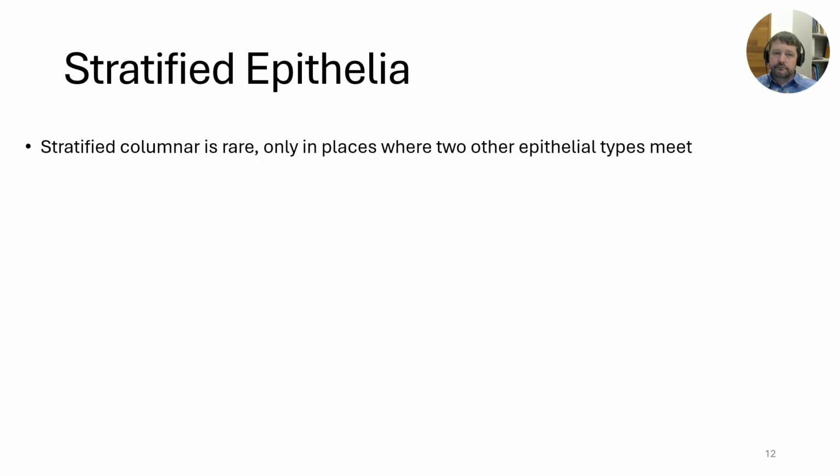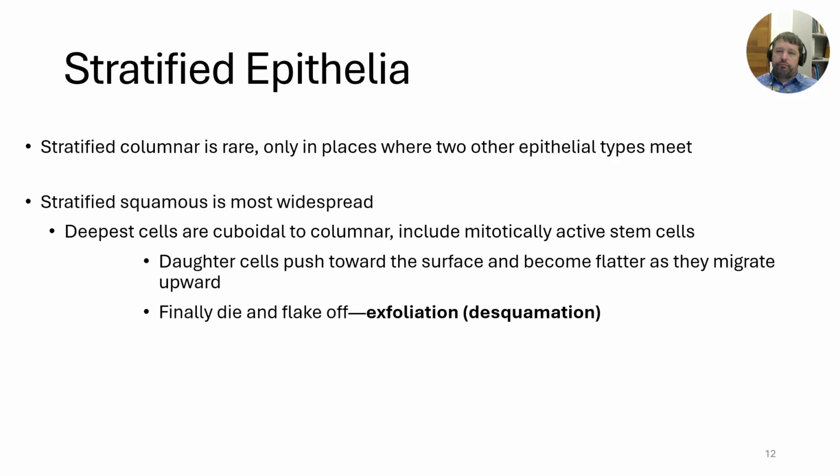So probably the rarest stratified type is columnar. It's pretty rare because the purpose of those columns is to really attach the apical to the basement membrane, and make that connection between the two. So rarely do you see columns stacked on top of each other in animal cells.